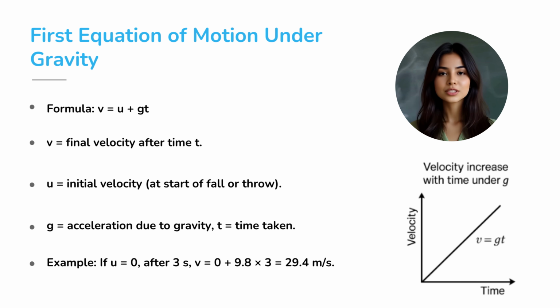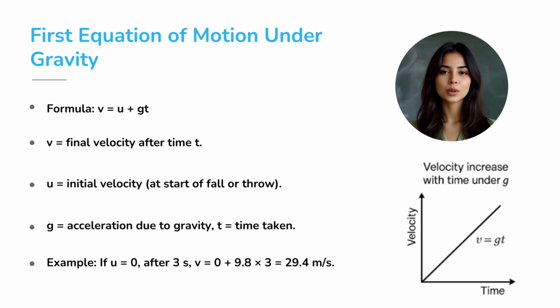Let's move to the first equation. Under gravity, the relation is written as v equals u plus gt. Here, v is the final velocity after time t, u is the initial velocity at the beginning of the motion, and g is the acceleration due to gravity.